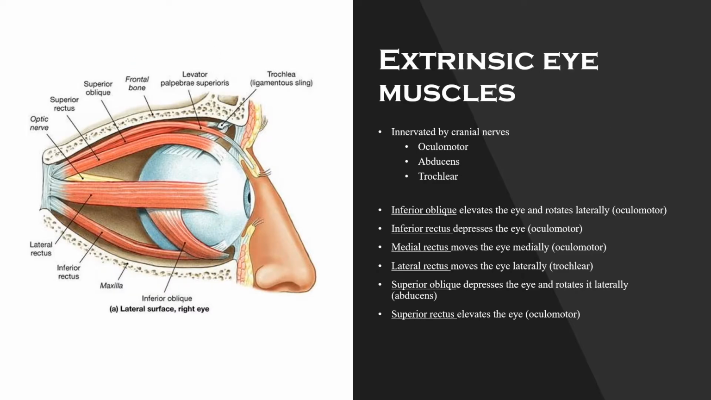So now we're moving on to the extrinsic eye muscles. These are innervated by your oculomotor, abducens, and trochlear cranial nerves. The inferior oblique elevates the eye and rotates it laterally. The inferior rectus depresses the eye. The medial rectus moves the eye medially. The lateral rectus moves the eye laterally. The superior oblique depresses the eye and rotates it laterally. And then the superior rectus elevates the eye.